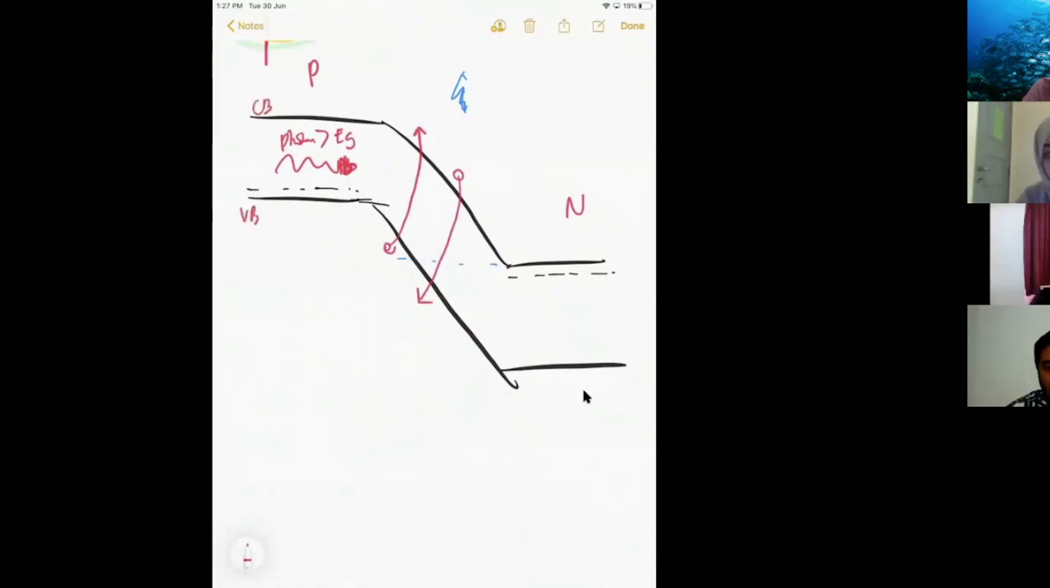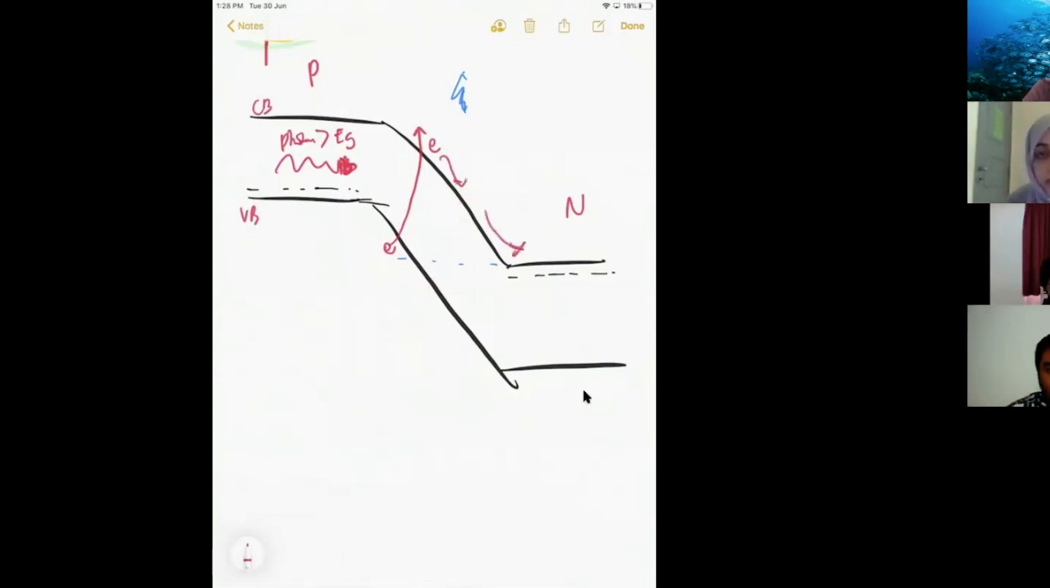Okay. Once it's in the... I will just draw the electron. So once the electron is excited to the conduction band, I remember I told you electrons are like balls, right? Like bubbles. So the electron sees this slope and it will drift down due to the electric field.